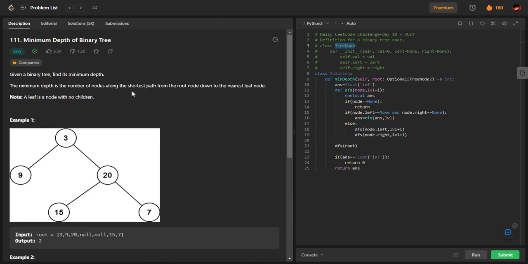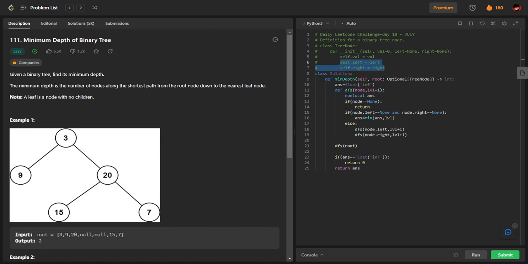So we are given a binary tree. Binary means any particular node will have at most two children, a left child and a right child. That's why you can see here we have these data members. If there were more than two children, then definitely we couldn't use only left and right. We would need something else also, right? That's why in this case it's binary and we have left and right children.